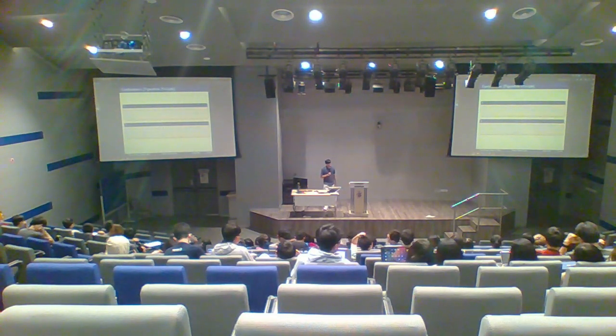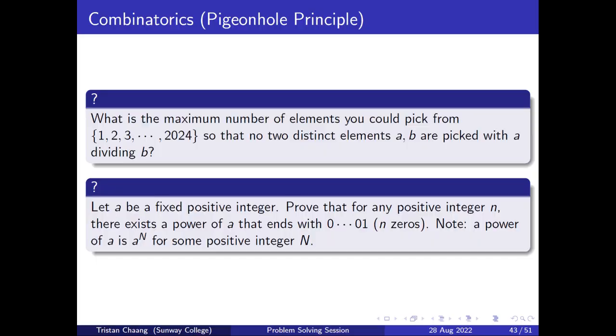Okay, the next one is also quite an interesting one, more of a number theory plus combinatorics kind of question. You want to prove that there's a power of A, where A is just given to you, a fixed positive integer. You want to prove that there is some power of A that ends with an arbitrarily large number of zeros and then a 1 at the end.